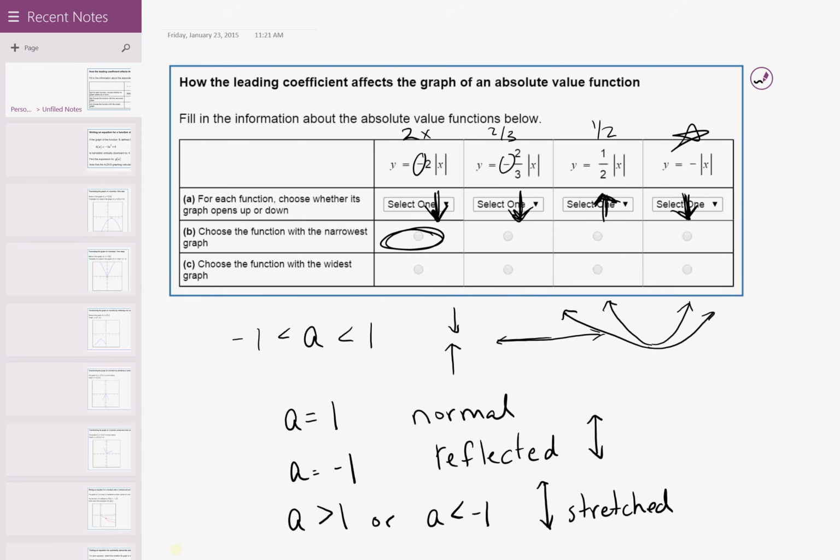The function with the widest graph is the one that is shortest, and that is 1/2.